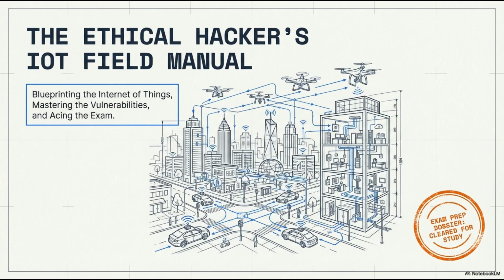And right off the bat, we're looking at this really cool visual of a sprawling smart city. We've got drones making deliveries, cars talking to traffic lights, buildings just managing their own power grids. It's a great visual, honestly, because it perfectly illustrates why ethical hackers are so essential right now. When we say IoT, or really the Internet of Everything as it's becoming, we're talking about a massive system of devices using unique identifiers to send data.